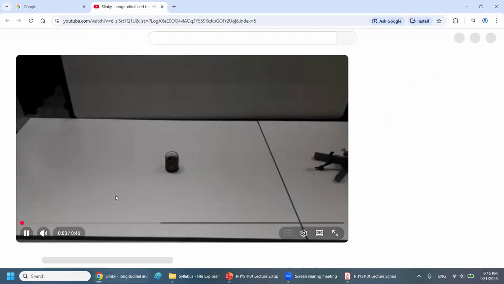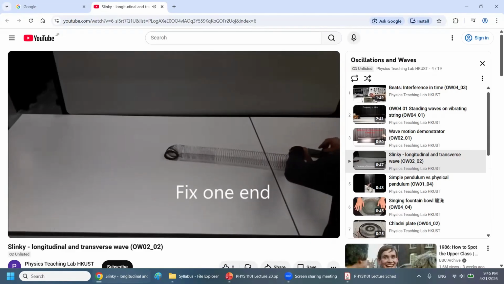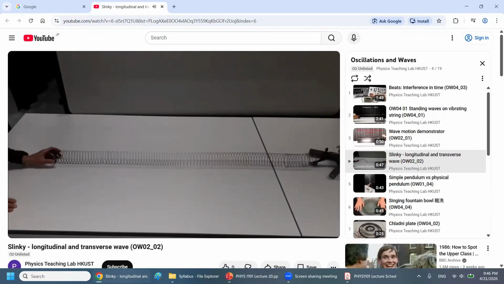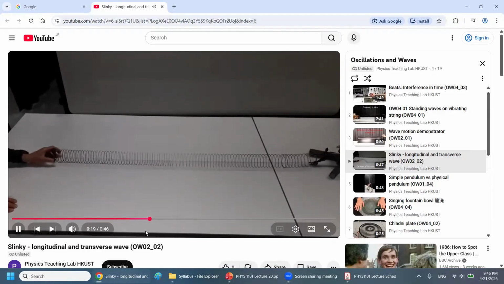So this is a matter wave. We disturb this thing called a slinky, which is basically a spring. We fix one end and use our hand to disturb the other end. We create a matter wave. The matter wave is the disturbance of the slinky, and it can travel inside the slinky. So we can generate this pulse.